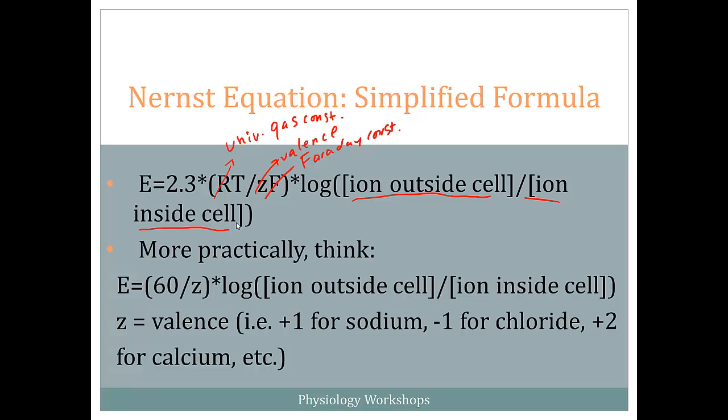So this is pretty cumbersome of an equation to try to hold on to, and I find it easier to just think of normal physiologic conditions ending up as equaling E equals 60 over Z, which is your valence, which is pretty easy to find out. So for, say, sodium, it would just be 1. For chloride, it would be -1. For calcium, +2. So your equation, say like for sodium, would just end up being 60 times the log of the ion concentration outside the cell over the ion concentration inside the cell.